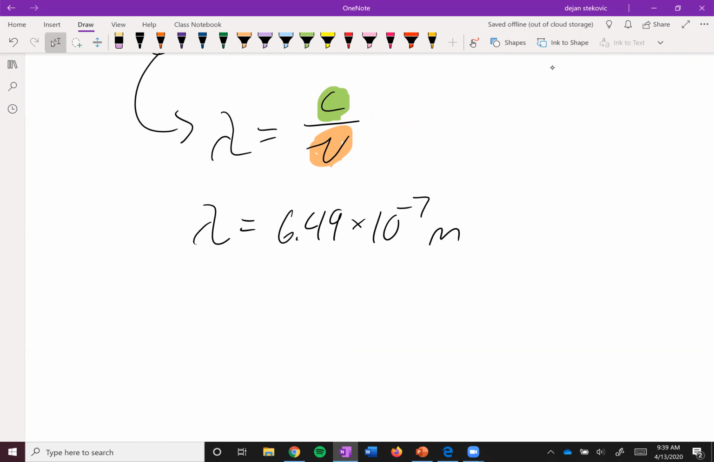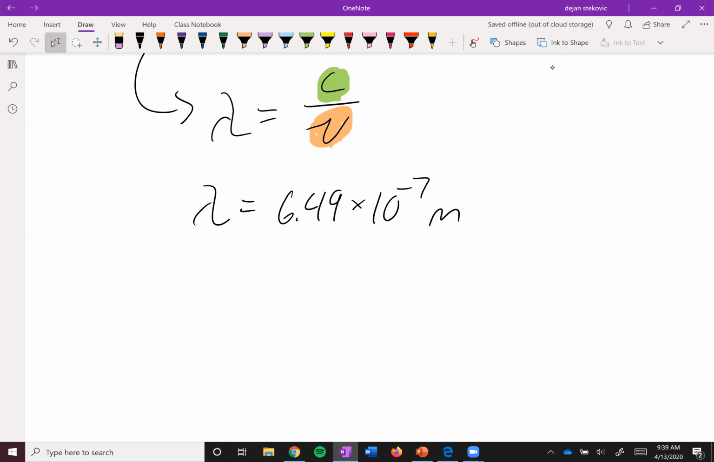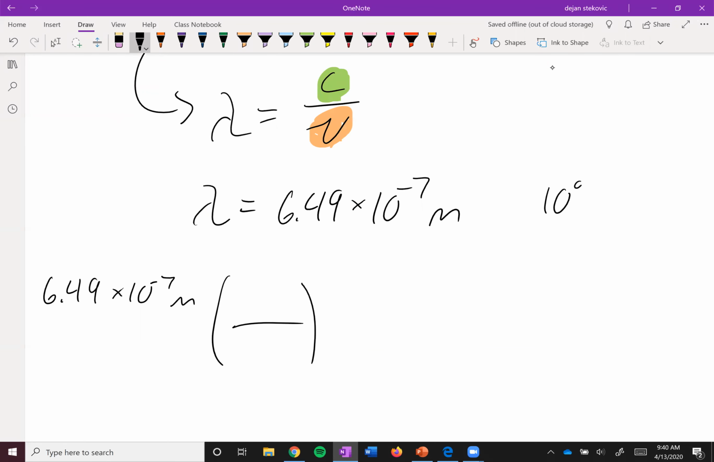Light, in terms of visible light, is generally given in nanometers. So let's switch this over to nanometers. So 6.49 times 10 to the negative 7 meters. And if we think about our conversion unit, it's 10 to the 9th nanometers equals 1 meter, right? A nanometer is tiny, so there's a lot of them in 1 meter. So we put 1 meter down here, 10 to the 9th nanometers here. The meters will go ahead and cancel out, and then we'll be left with 649 nanometers.